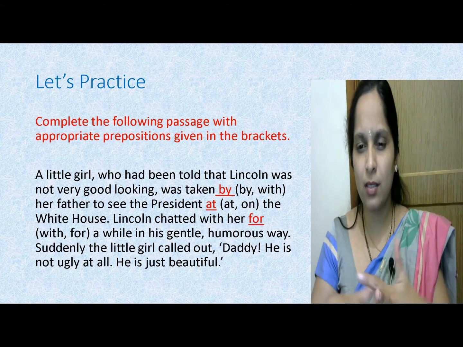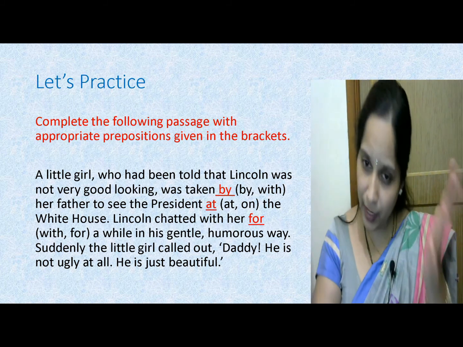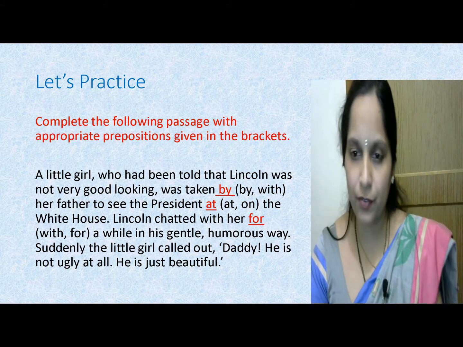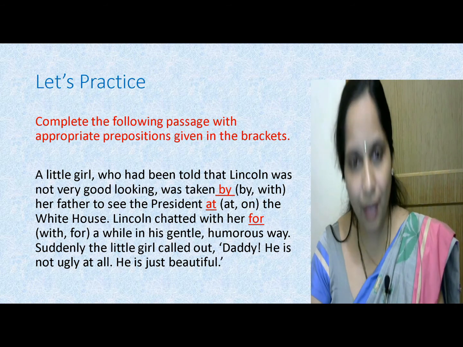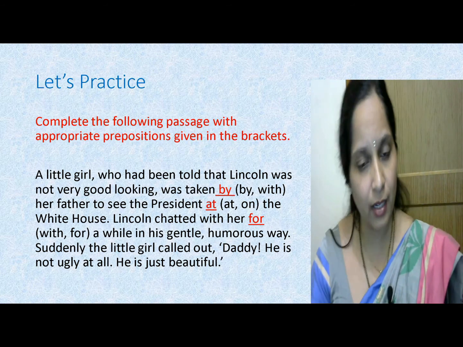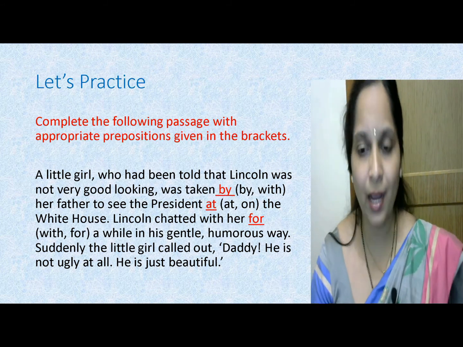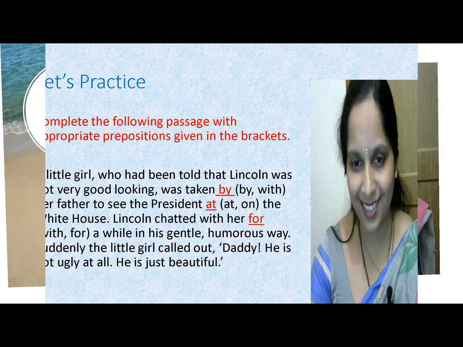So this exercise is taken, of course, from the textbook. Okay, try to solve the rest of the exercises on your own. If you have any doubts, always put them in the chat box, comment below, and I'm there to help you out.